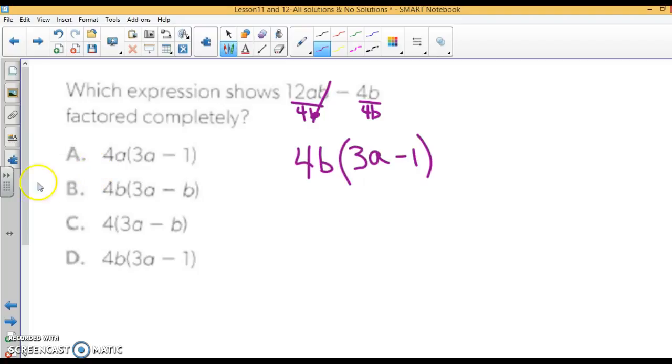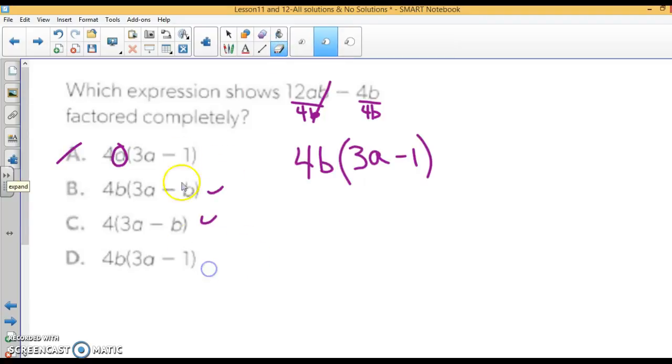Now, if you would use the distributive property on these, you would not get what you started with. Oh, no, I looked at this wrong. It's not A. This is 4a. It's B. Or, I'm sorry, D. 4b times quantity 3a minus 1. So the answer is B.